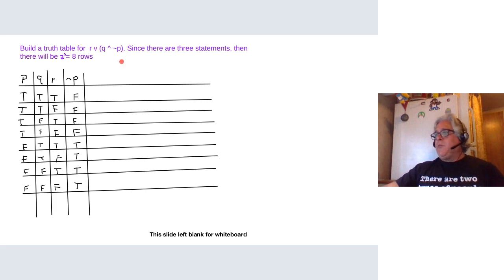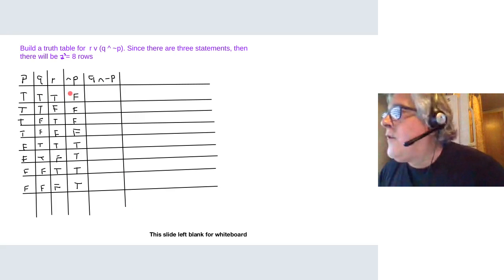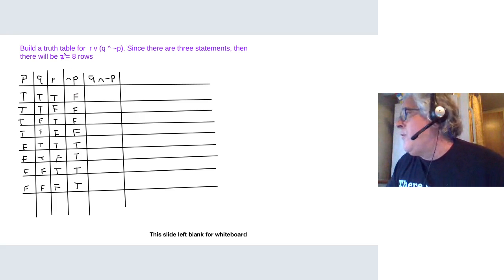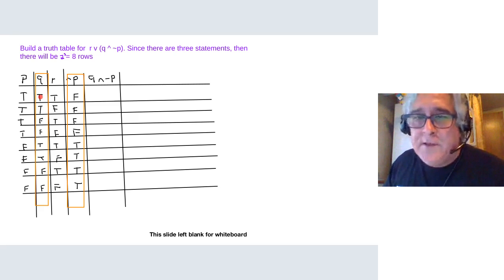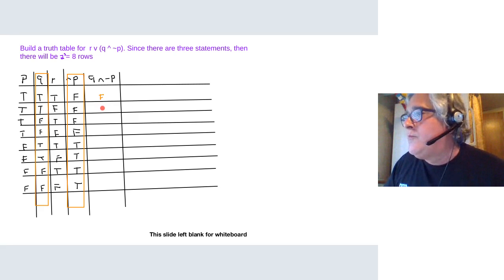And then I'm going to make the inside real quick. And that's using Q and not P. And again, I'm going to outline it real quick so that we make sure we're looking at the right ones. We're looking at this one, and we're looking at this one, and we're applying the AND rule. So the AND is going to be false as long as there's one false in there. So that's false. False. False. False. True. True, false, and false.